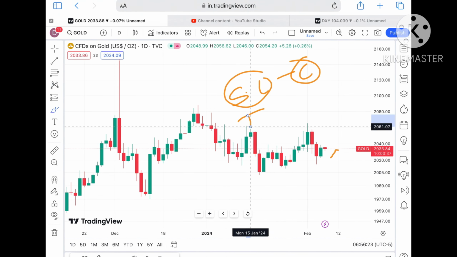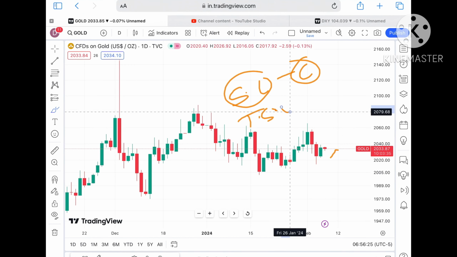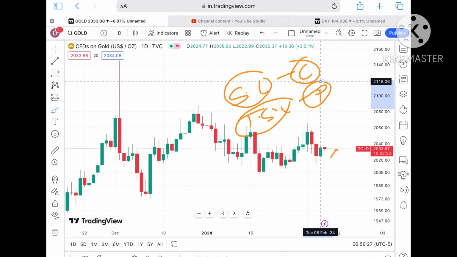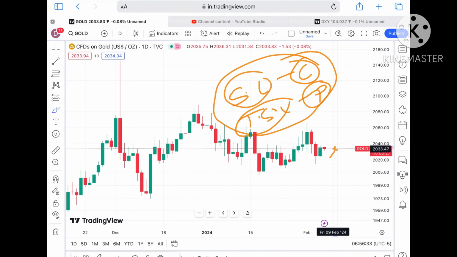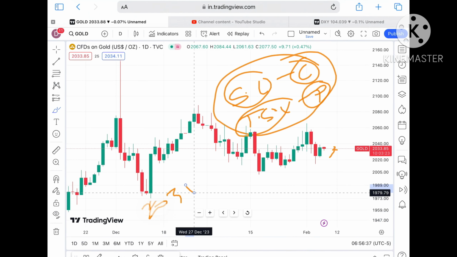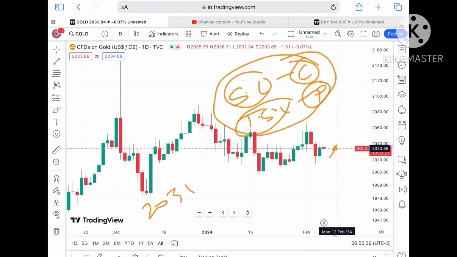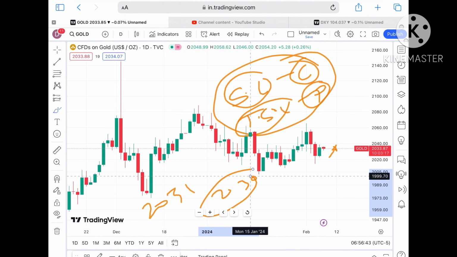If you're preparing with your SL, you will save your capital. If you're trailing your SL, you will save your profit. These two things you have to do. Okay, if you're doing these two things, you will save your capital and you can sustain for a longer period of time. So suppose the price doesn't sustain, it can come down towards its next support at a level of 2031. If the price falls below that particular zone, we can see a further fall towards 2030.